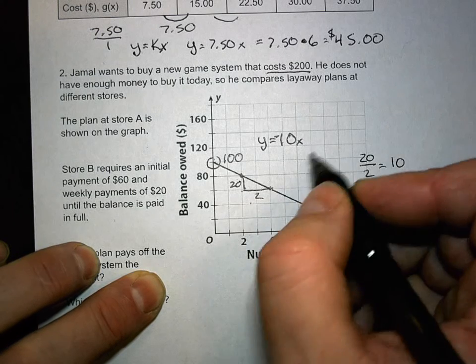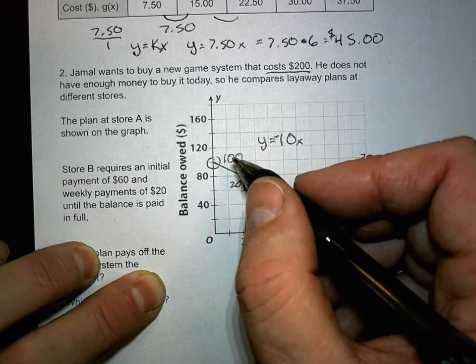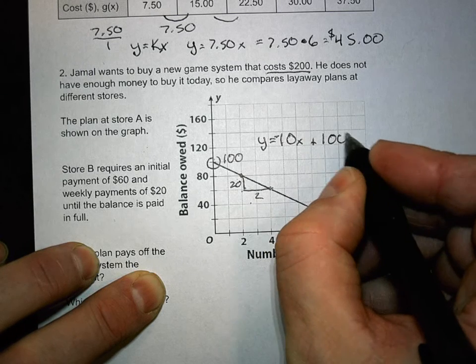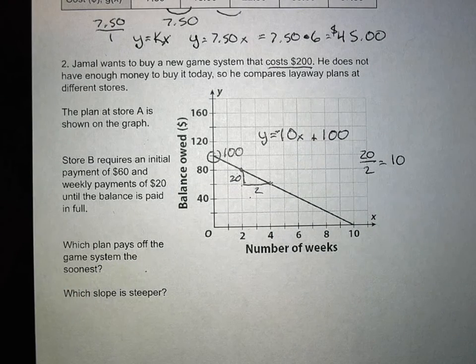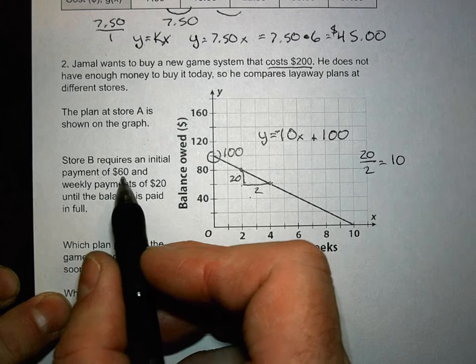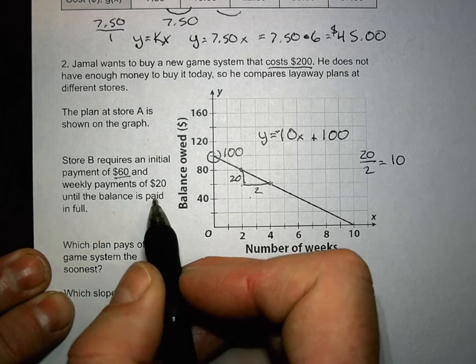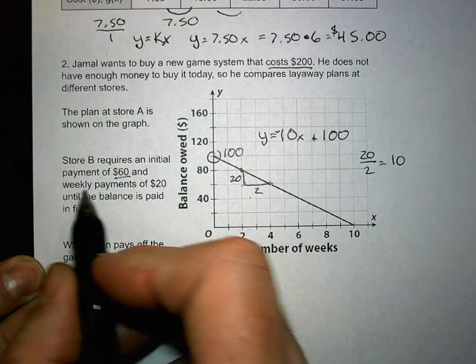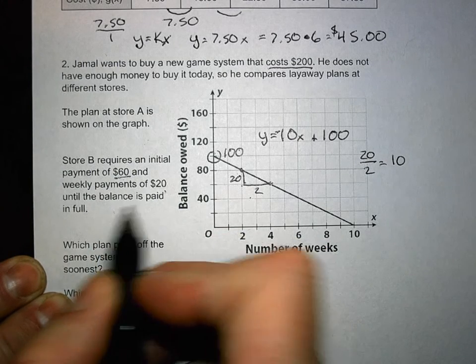What did it start at? What was the starting point? 100. So y equals negative 10x plus 100. 10 weeks. Yeah, pretty much 10 weeks, and it shows that. Now, store B requires an initial payment of $60. How much did he initially pay the first time? 100. And then weekly payments of $20 until the balance is paid off.